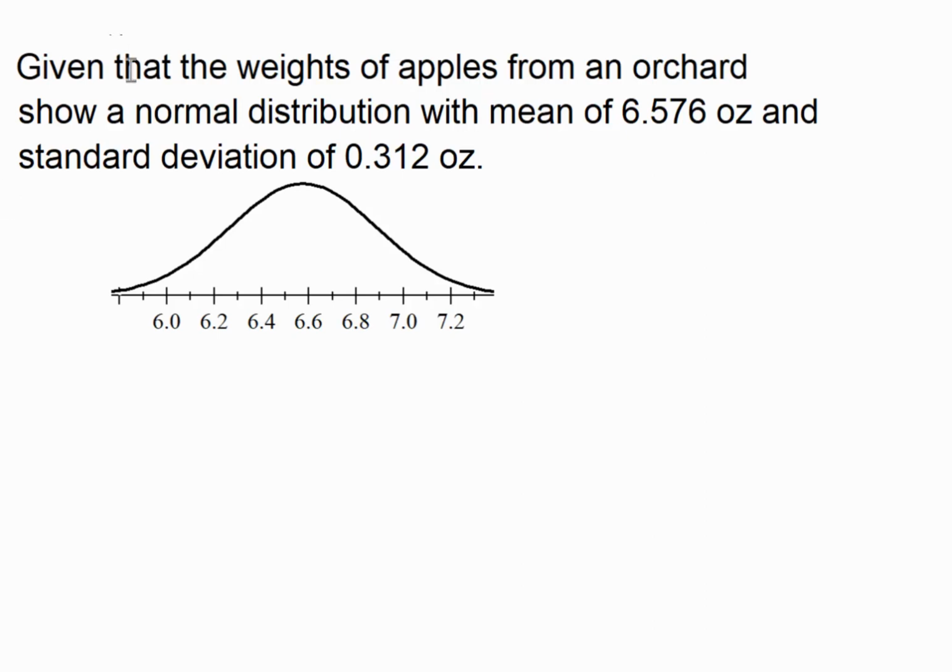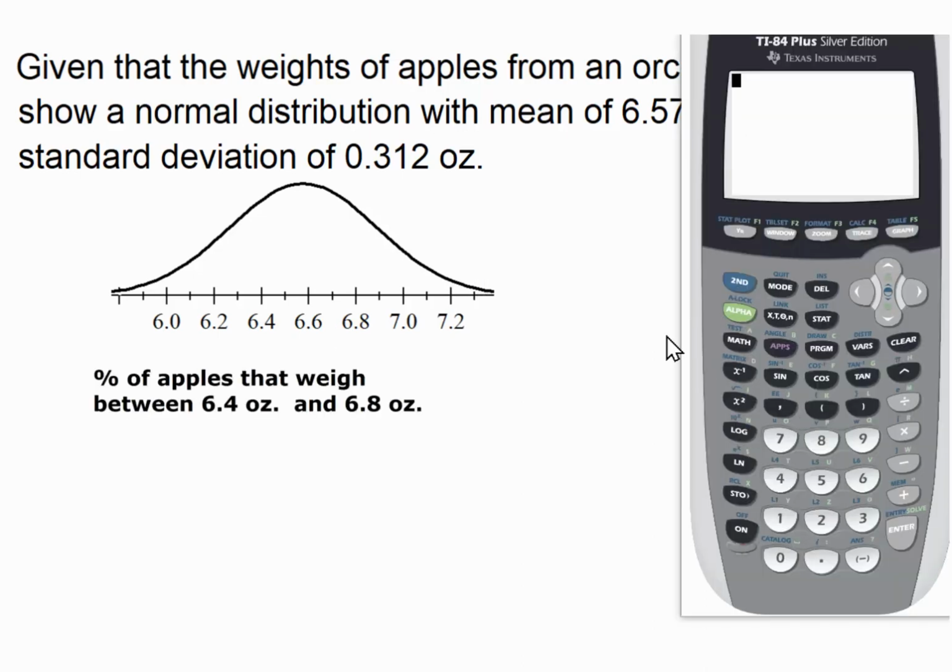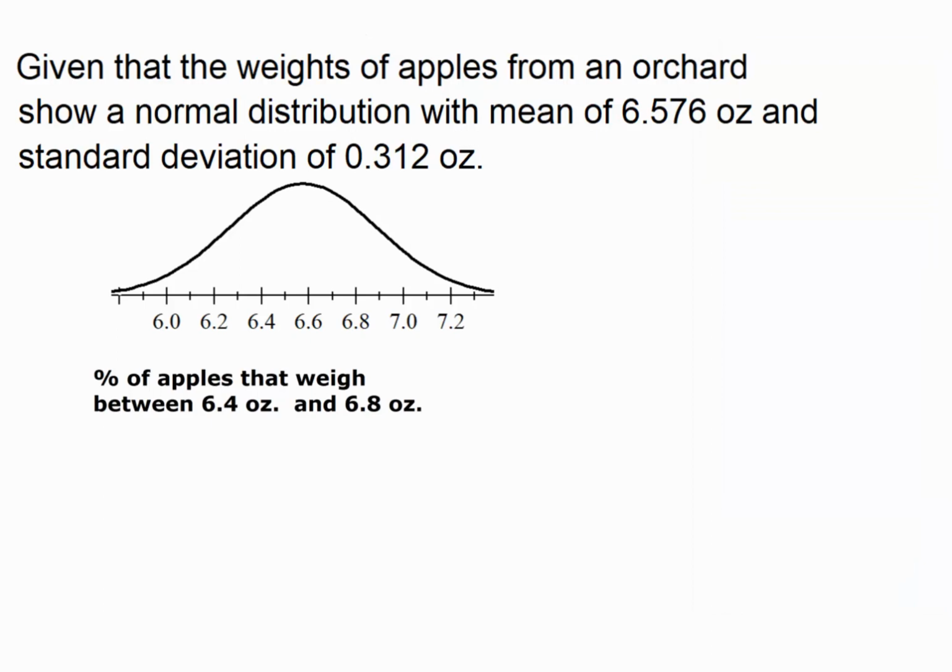Now we are given that the weights of apples show a normal distribution with a mean of 6.576 ounces and a standard deviation of 0.312 ounces. So the distribution will roughly look like this. Now say we would like to know the percentage of apples that weigh between 6.4 ounces and 6.8 ounces.